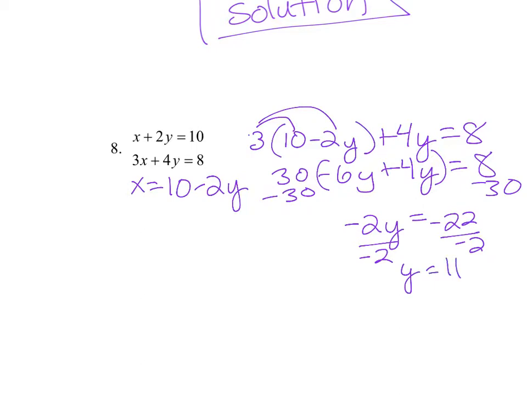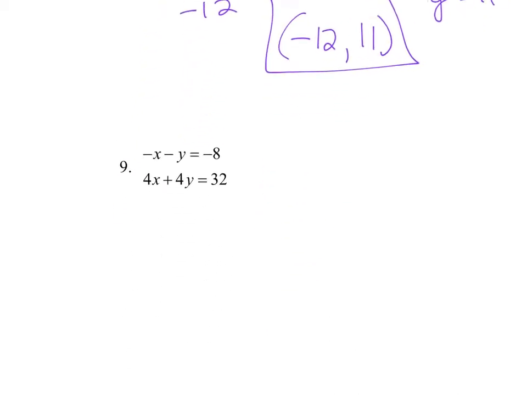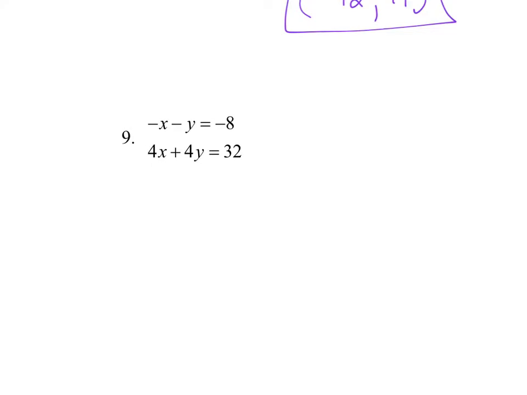I take that and I plug it back in. x equals 10 minus 2 times 11. Well, that's 10 minus 22, which is negative 12. So my answer is (negative 12, 11). Okay. One more problem. All right. Doesn't look like it matters.